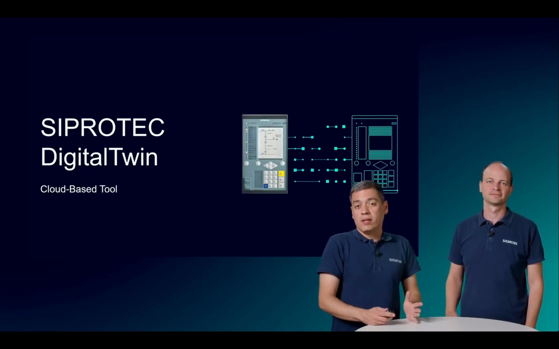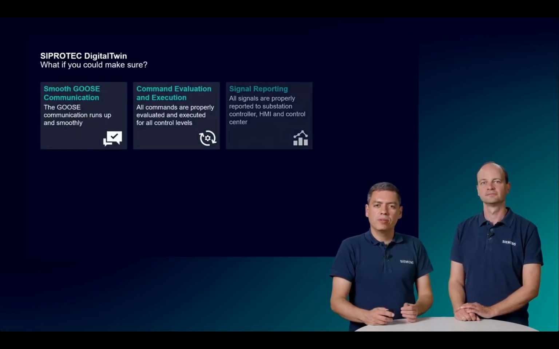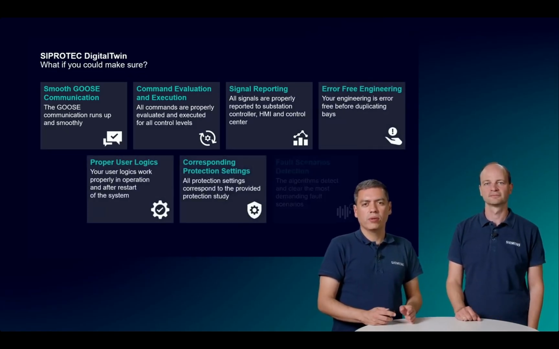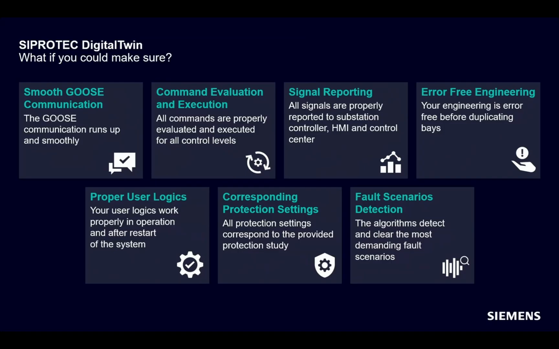So let's talk now about SIPROTEC Digital Twin, our innovative cloud-based tool. With the use of SIPROTEC Digital Twin, you can take a big step forward in how you work with protection devices. With this innovative tool, you can perform several different activities, simulating your real device in the virtual world through the digital twin of your SIPROTEC 5 device. With the digital twin, it is possible to obtain the same performance as the real device, such as smooth GOOSE communication, command evaluation and execution, signal reporting, error-free engineering, proper user logics, corresponding protection settings, and fault scenario detection.